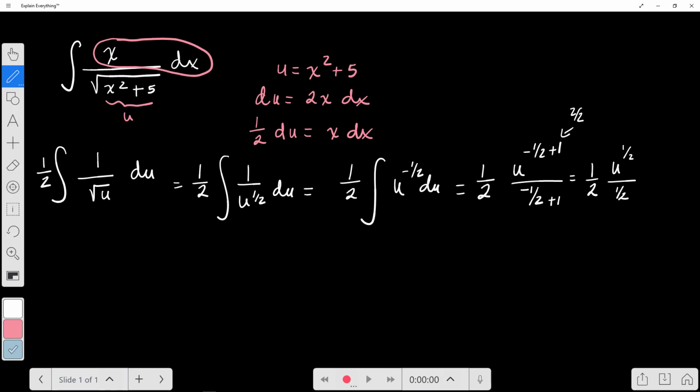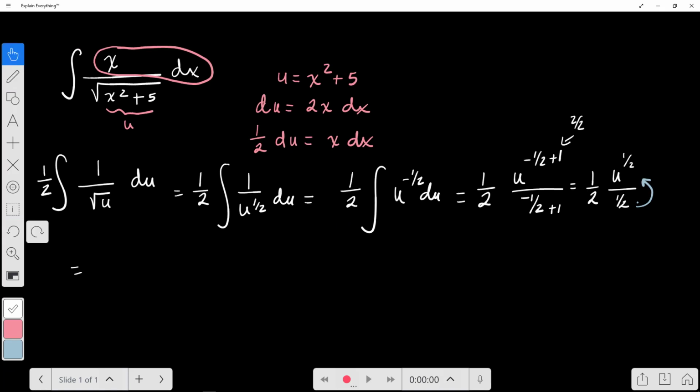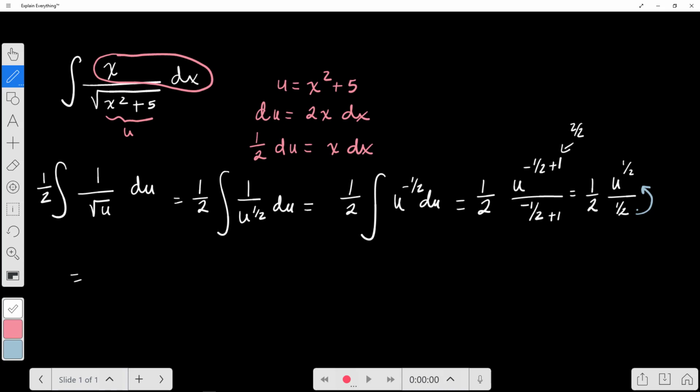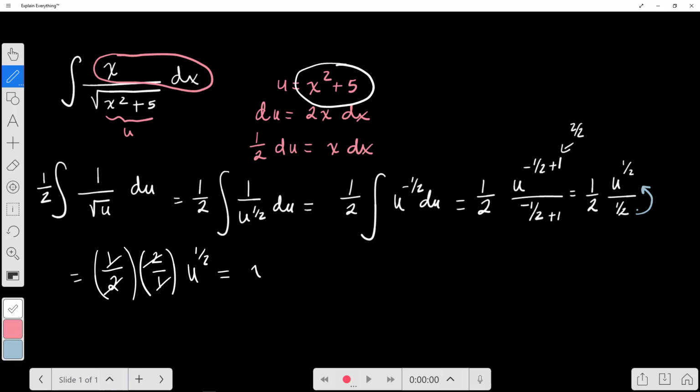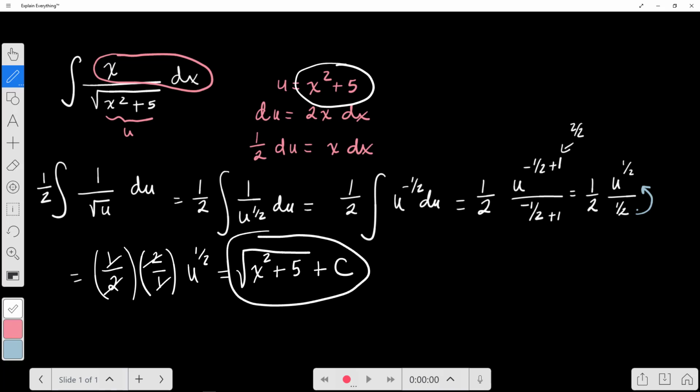And remember, when you divide fractions, you flip and multiply. So I'm going to flip that. I have the first 1/2 out front, and now I'm going to flip the 1/2 on the bottom, so that becomes 2 over 1. I get u to the 1/2, and of course all that stuff cancels, so I just simply have u to the 1/2. But I need to plug back in what was u, which was x squared plus 5, and the 1/2 is the same as the square root, of course, plus c, and that gives me my answer.